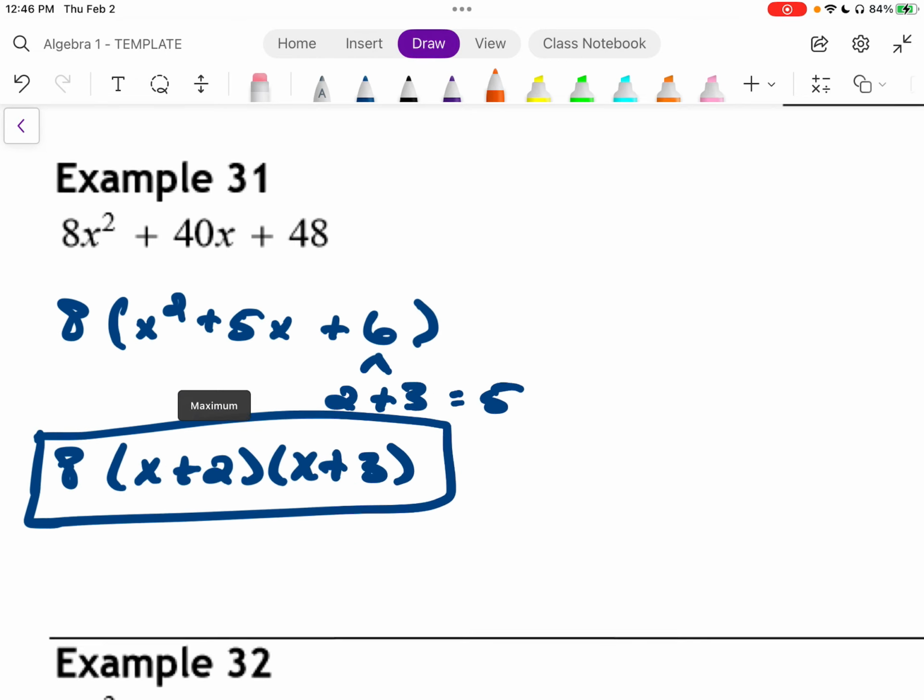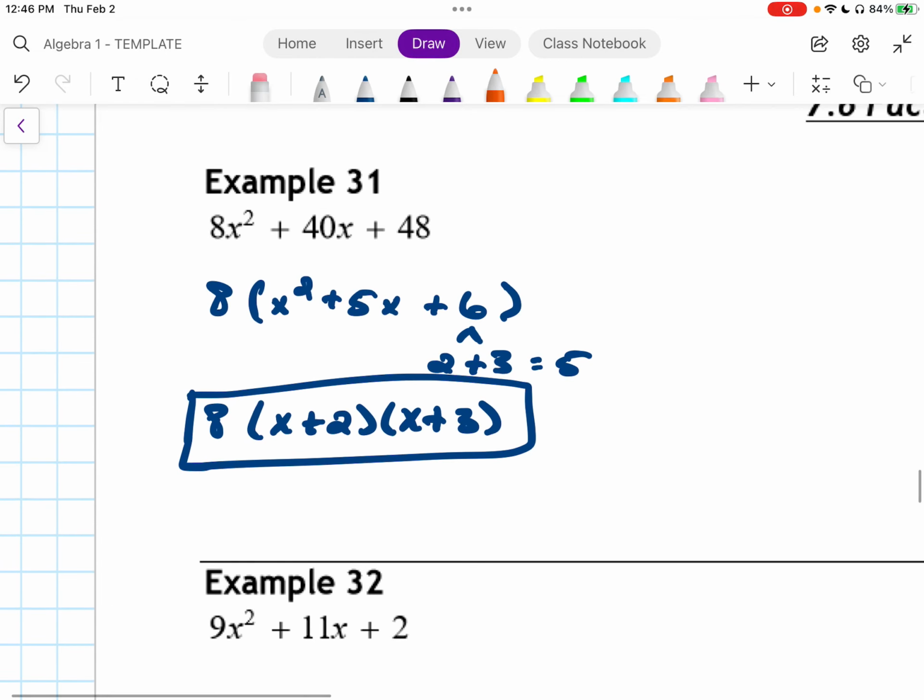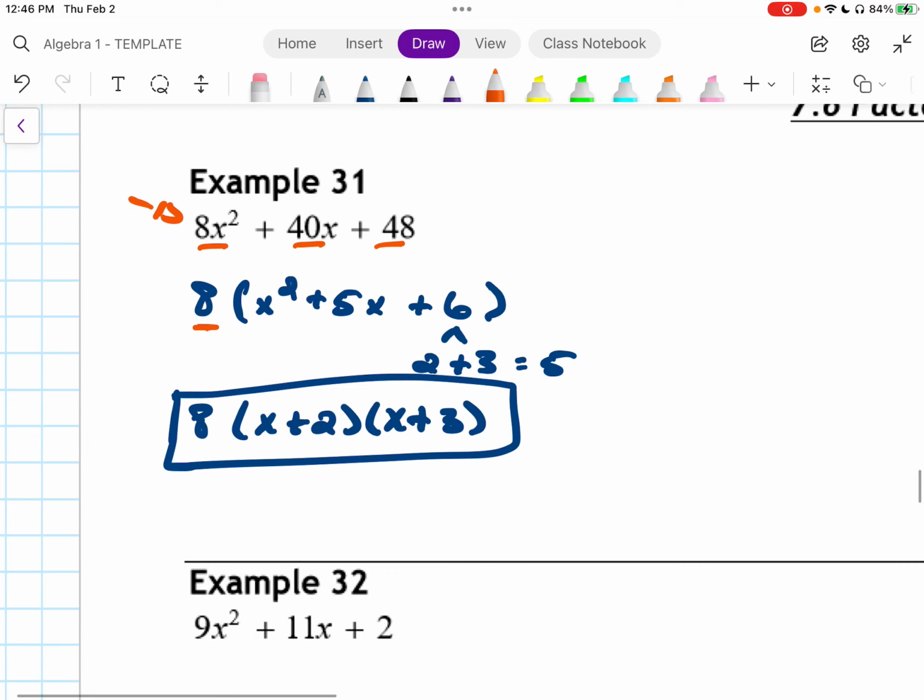Now, example 31, I've already gone ahead and completed here, but let's read it through. We have 8x squared plus 40x plus 48. The first thing you want to do when you get to one of these problems where there's a number out front is hope that it breaks apart into a much easier problem. Here, I hoped and I pulled out an 8 from all 3 pieces, and that ended up happening. I pulled out an 8, so 8 divided by 8 gave me just the x squared. 40 divided by 8 gave me the 5x, and then the 48 divided by 8 gave me the 6. And now I'm left with this.